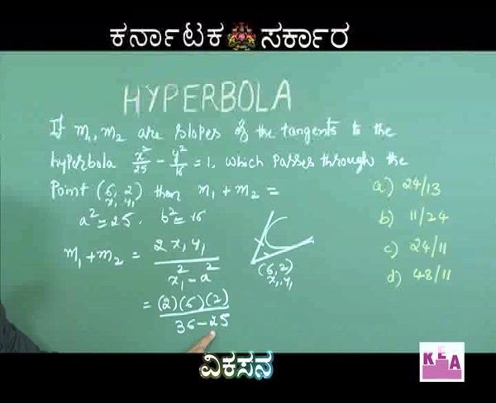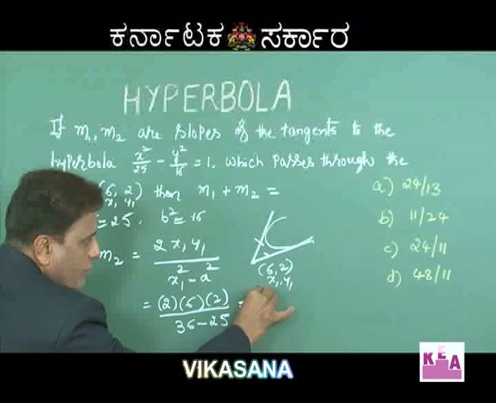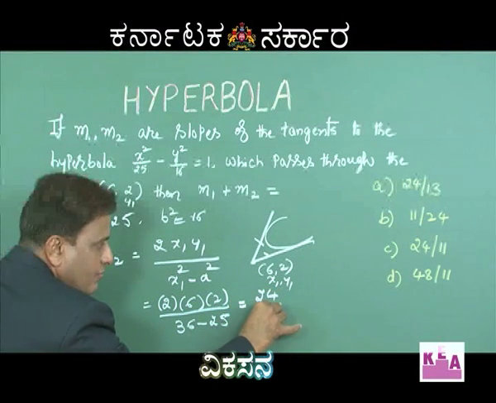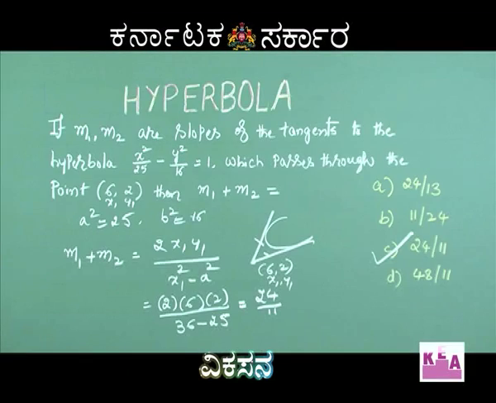So, options A and B are ruled out. Mostly C and D, we will check this one. 6 2s are 12, 12 2s are 24. So, 24 by 11 is the sum of the slopes. Option C is the right option. Please note down this example.